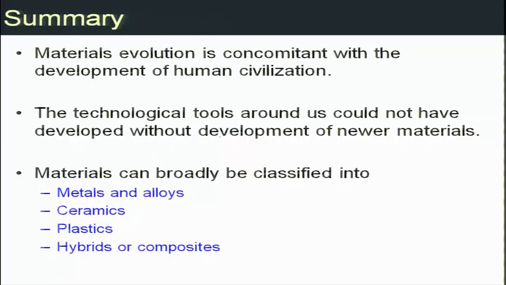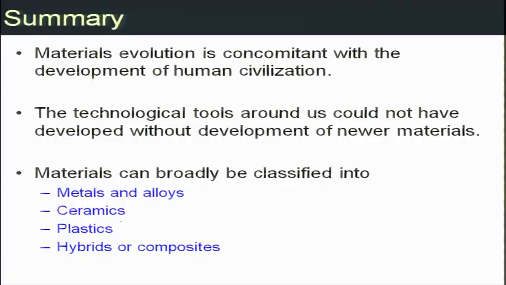Today, with the understanding of science, physics, and chemistry, we are able to classify these materials into various classes: metals and alloys, ceramics, plastics, polymers and elastomers in that category, and hybrids or composites. Now, the question that arises is, what is the difference between these four? Why should we categorize materials in these four categories?